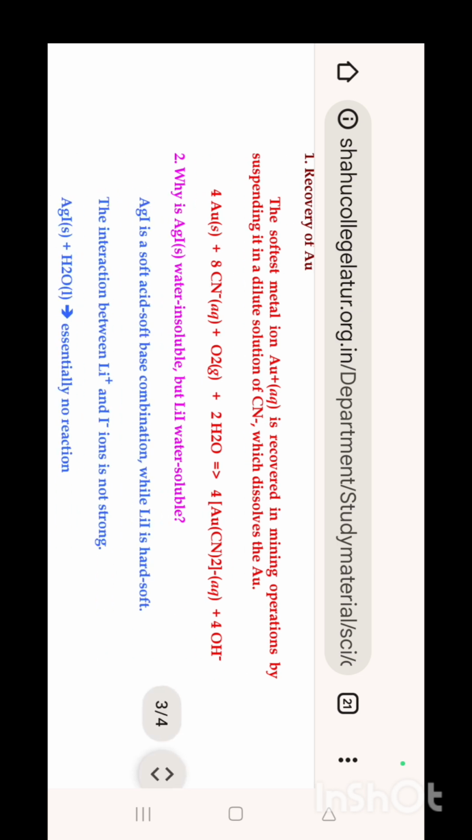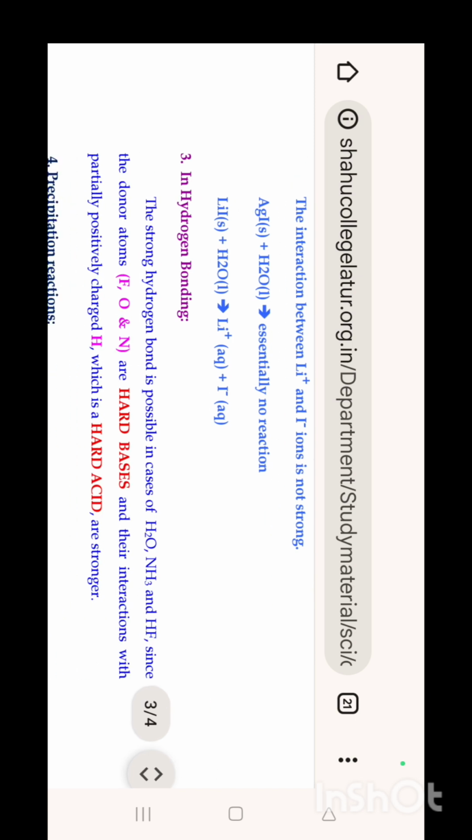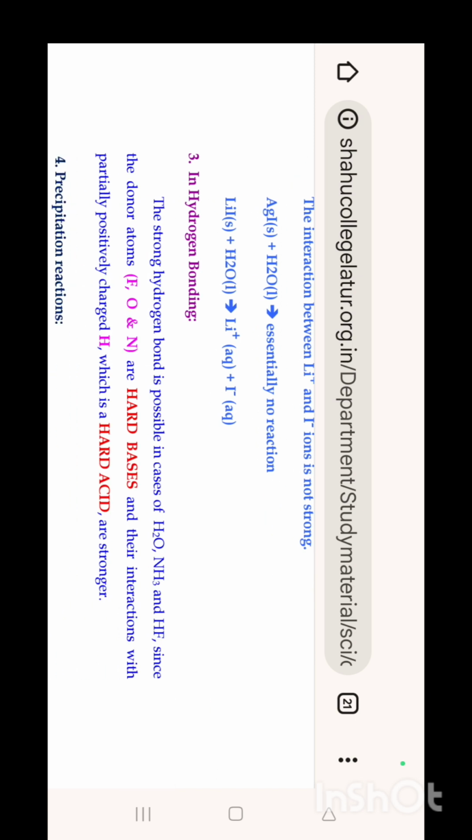Why is AgI water insoluble but LiI is water soluble? AgI is a soft acid soft base combination, while LiI, lithium iodide, is a hard soft combination. The interaction between Li⁺ and I⁻ ion is not strong. In hydrogen bonding, the strong hydrogen bond is possible in the cases of H2O, NH3 and HF, since the donor atoms are hard bases, and the interaction is with partially positive charged H, which is a hard acid.